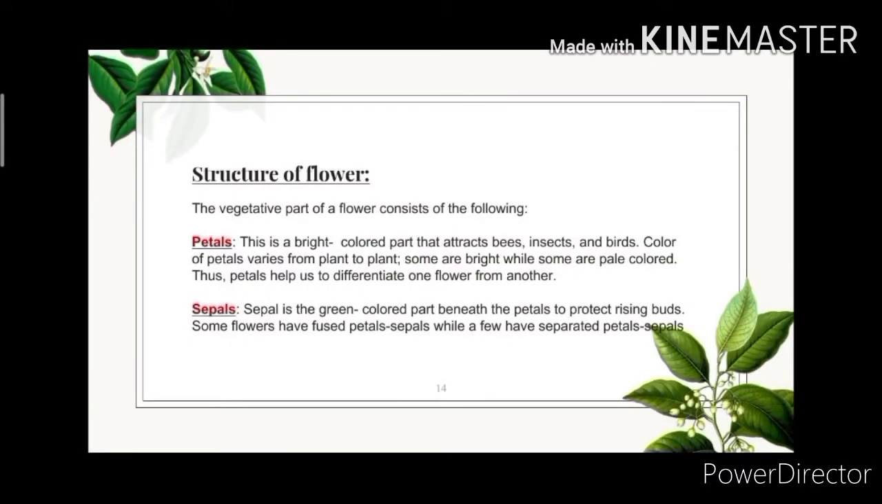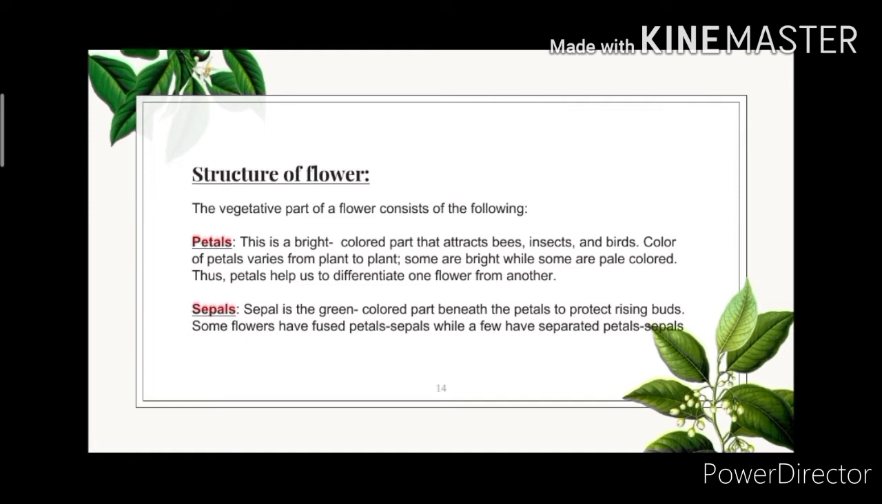Structure of flower. If we see the structure of flower, there are two parts. First is vegetative part and second is reproductive part. First is petals. Petals are basically very bright colored part that attract bees, insects and birds. And it will generally help in the process of reproduction.